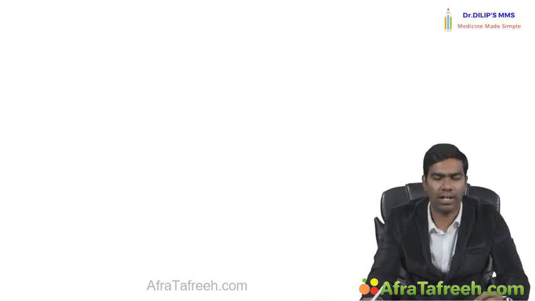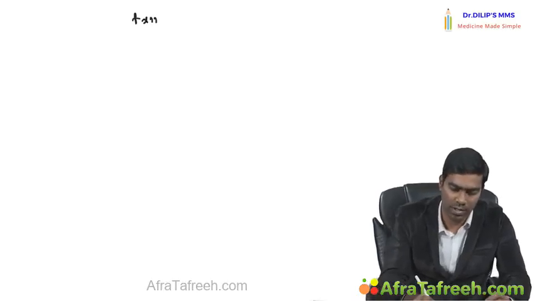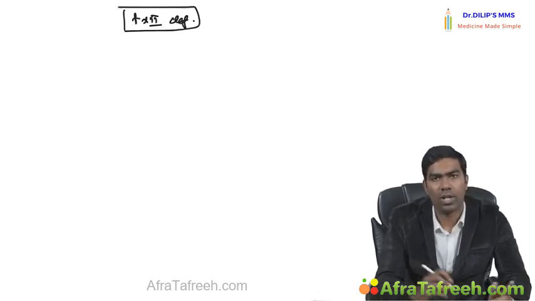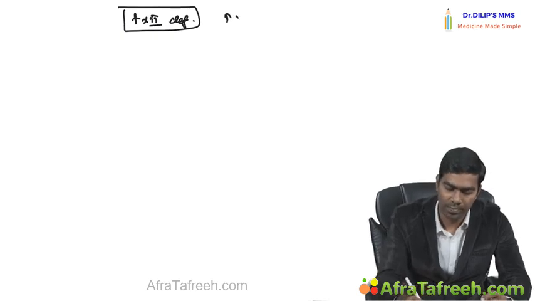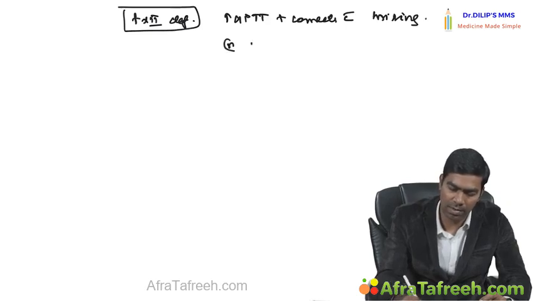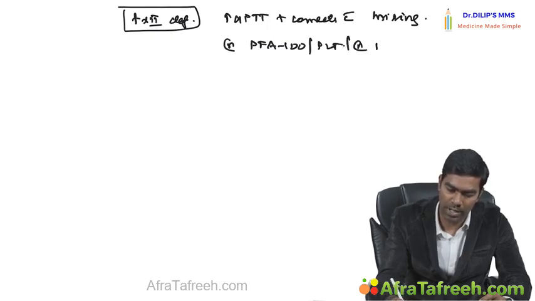Then there are two other factor deficiencies which I have not discussed. One is called factor 12 deficiency. What are the features of factor 12 deficiency? There will be elevated APTT. Definitely it corrects with mixing. At the same time, they will have a normal PFA 100, normal platelets, and normal PT and INR. Clear? All this will be normal.